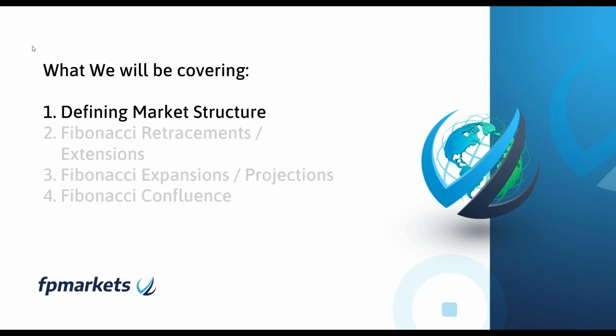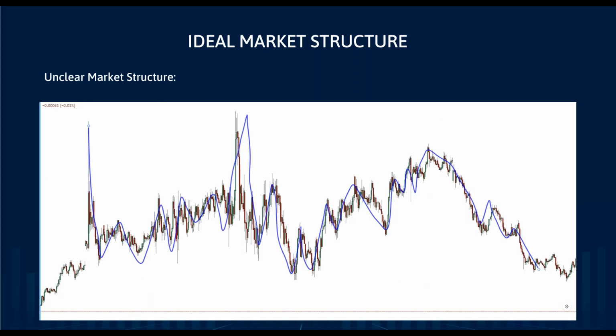So first and foremost, before we start using Fibonacci retracements or expansions, we need to understand what the market structure is. And market structure is not just randomly picking out swing highs and swing lows. We need to really understand what a market structure looks like. I have some slides here, very simple ones. You guys might be familiar with this.